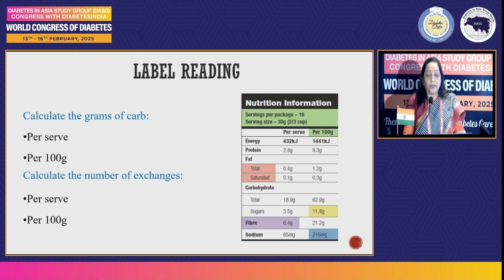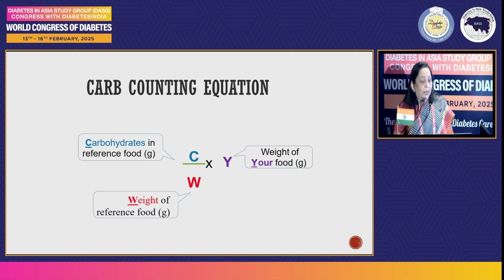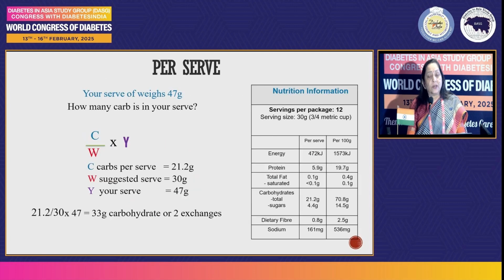So calculate the grams of carbohydrate per serving and per 100 grams, and calculate the number of exchanges per serving and per 100 grams. So the carb counting equation is: carbohydrate in the reference food in grams, divided by the weight of the reference food, multiplied by the weight of your food. How much food you are having, that is your food. So this is per serving.